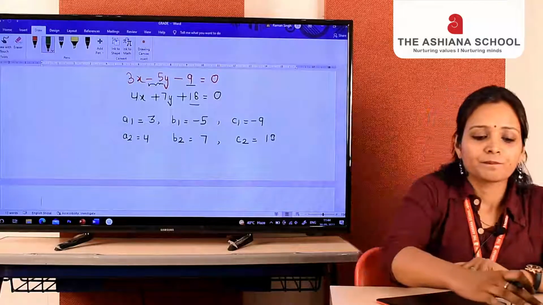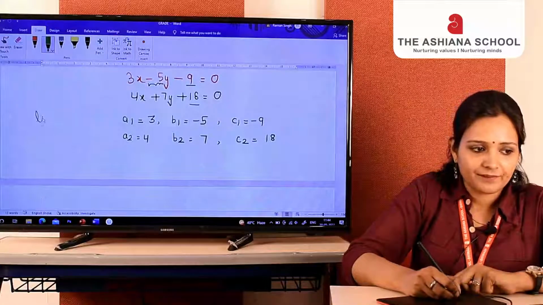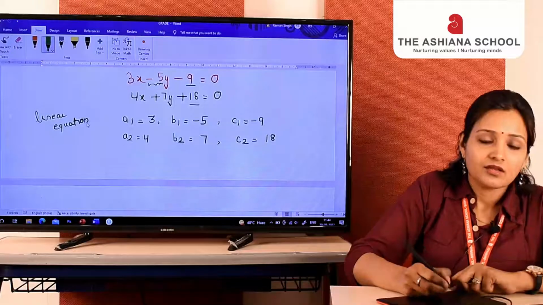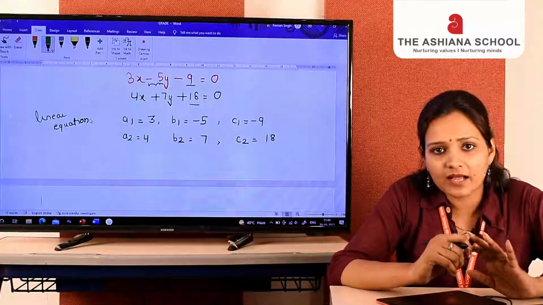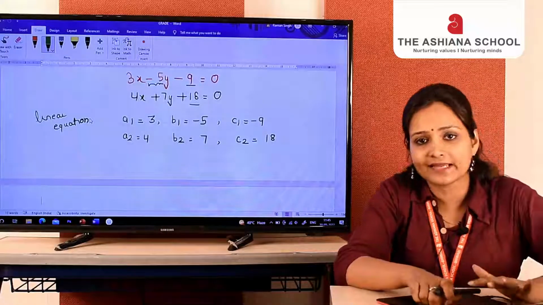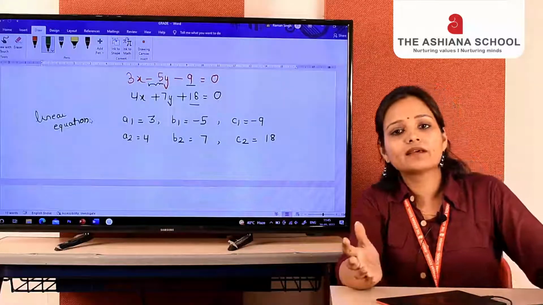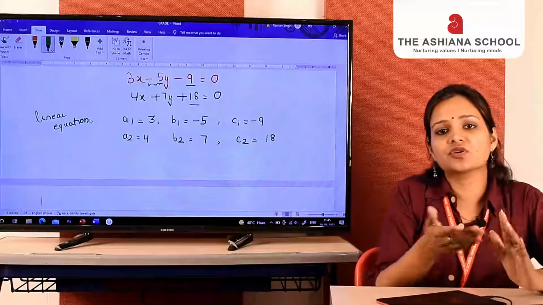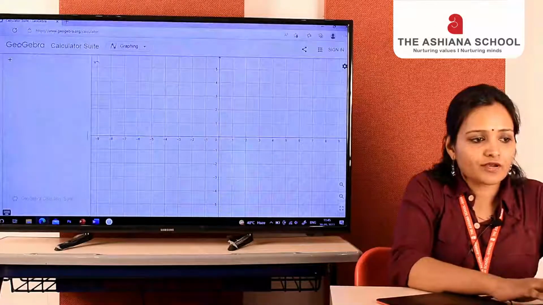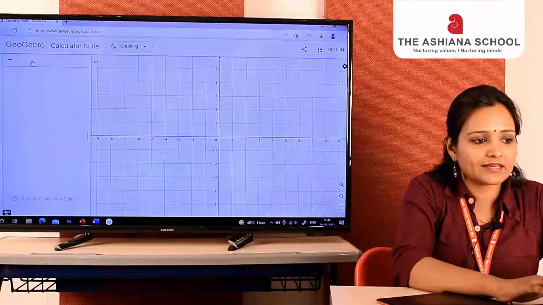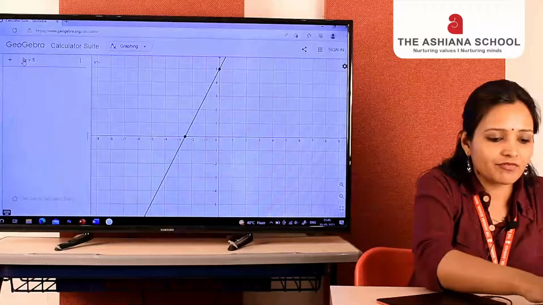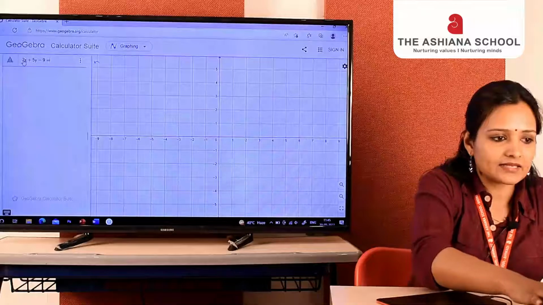Right, children? Linear equation, as the name suggests, when we try to plot it on the Cartesian plane, it will always give us a straight line graph, no matter whether it passes through the origin or not. Let me demonstrate an example. For example, I am writing a linear equation here. Let's say 2x plus 5y minus 9 is equal to 0.